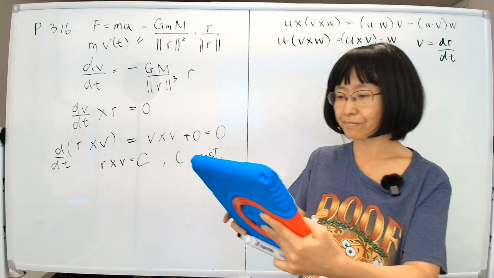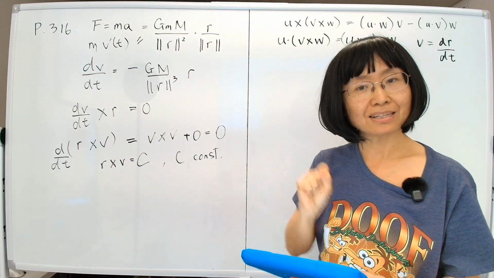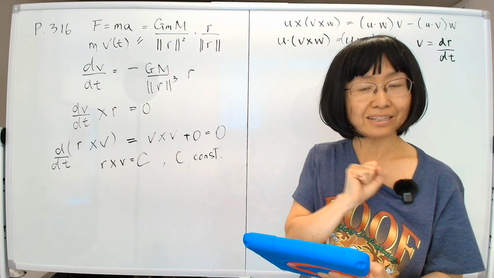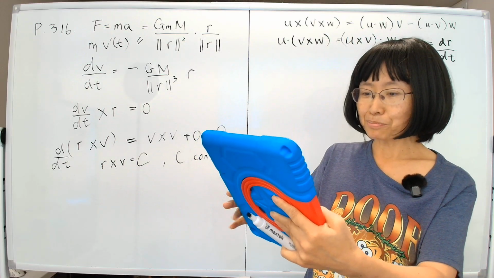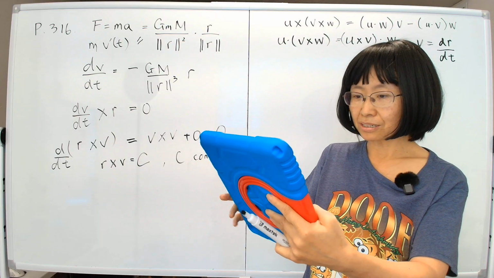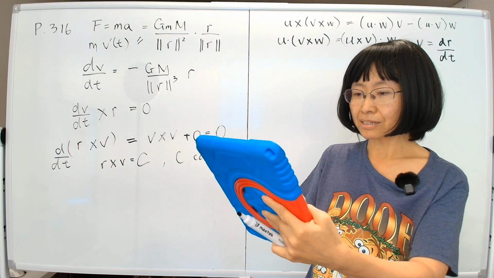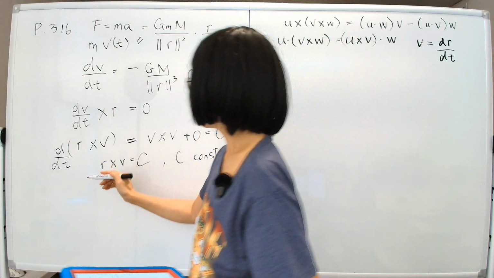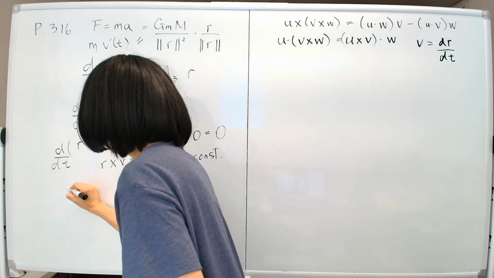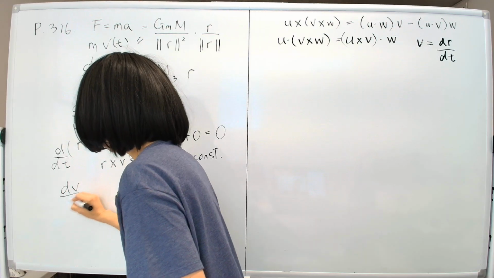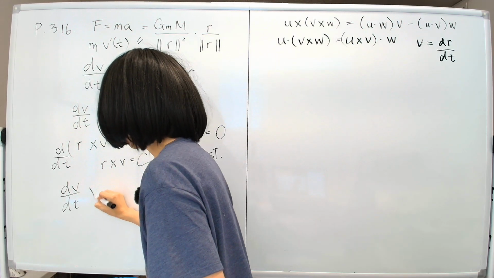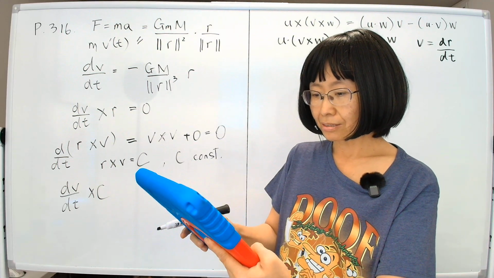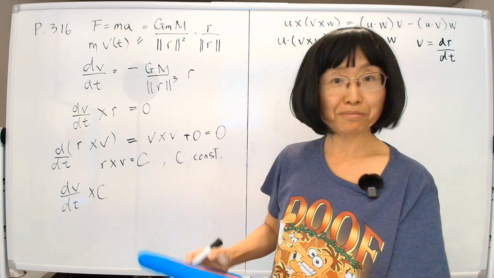So far we have figured out that the path is in a plane. The next step is that we need to prove that that path is an ellipse. So let's move on. So far so good. Now next we're going to calculate dv by dt cross c. We'll calculate dv by dt, and we're going to cross it with c. C is this thing we just cranked out just now. And why? Because we feel like it.